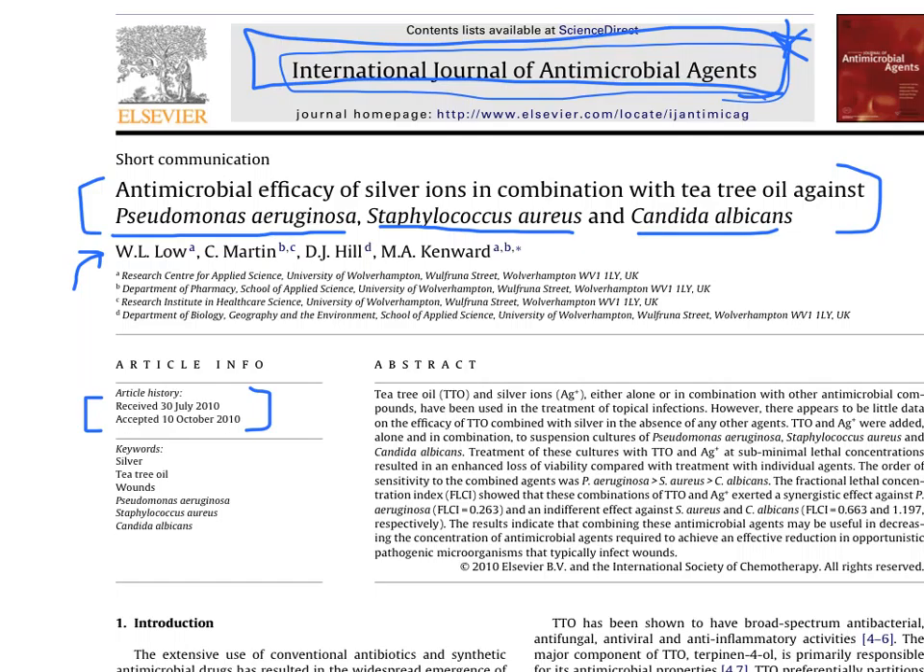Keywords here: silver, tea tree oil, wounds, and our 3 different species. So they always kind of give us keywords. That's how we got this as a result for our search. Those seem like relevant ones?